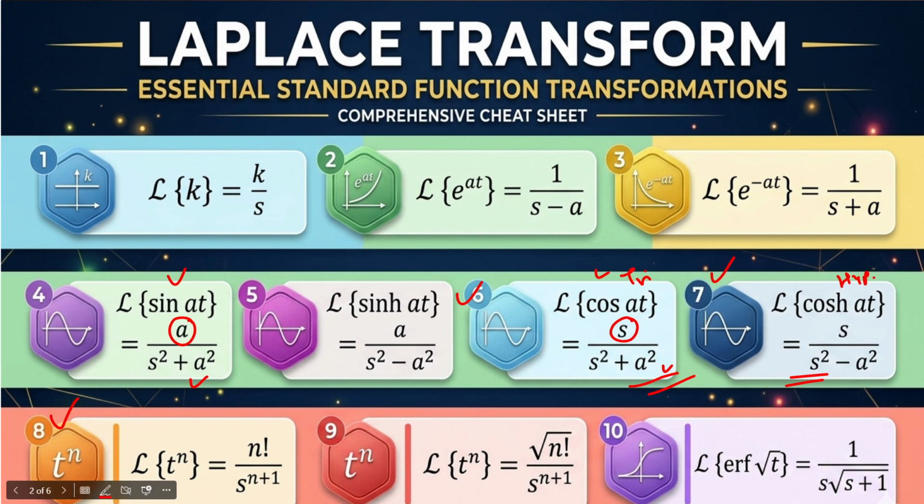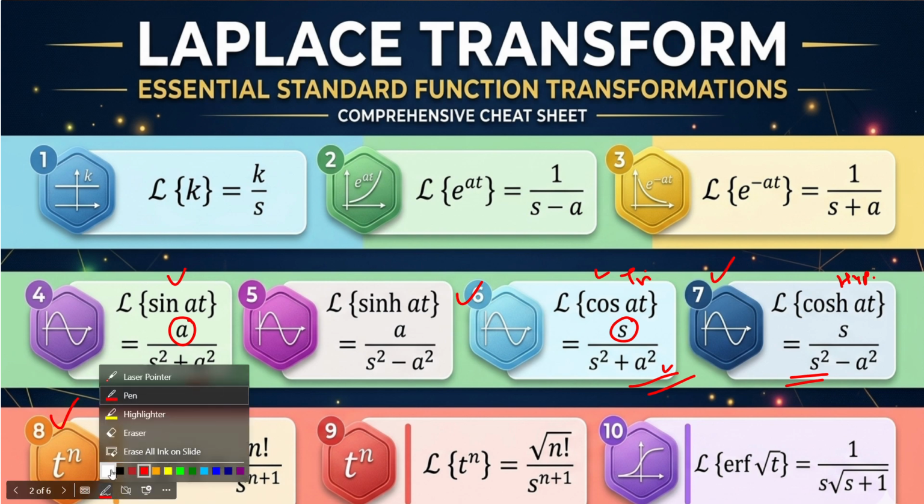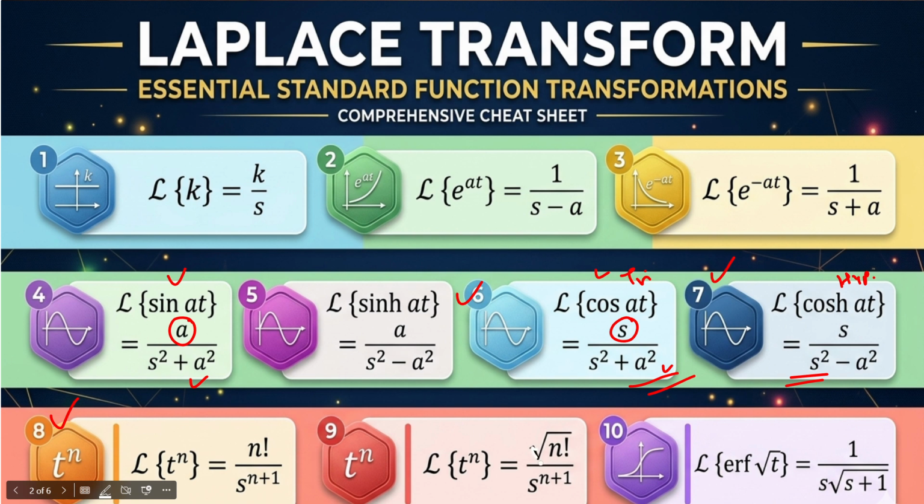So you can see here, there are two formulas for t raised to n, formula number 8 and formula number 9, right? So how will you identify in exam which formula you have to apply? Always remember, formula number 8 we apply when n is a positive integer, and formula number 9 we use when n is a fractional number. Fractional number means 1 by 2, 3 by 2, 5 by 2, and so on.